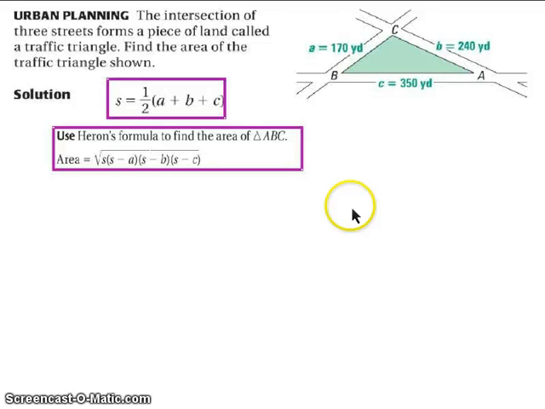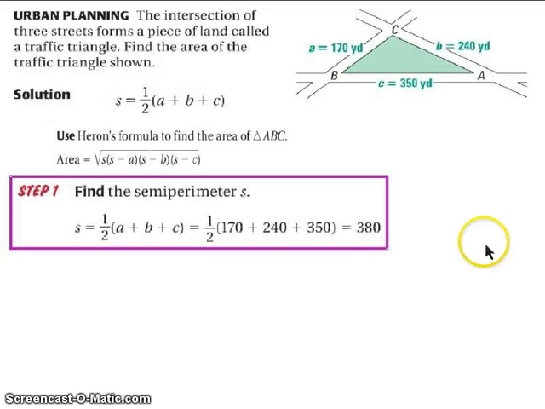Okay, good. Now that it's in your notebook, we can move on with this problem. And very straightforward. Now that you know Heron's formula, the steps are very straightforward. Step number one, all you want to do is figure out what half the perimeter is. So if you take the three sides, you add them up, divide by 2, you end up with 380 yards. That represents half of the perimeter.